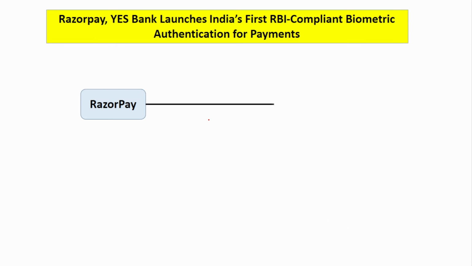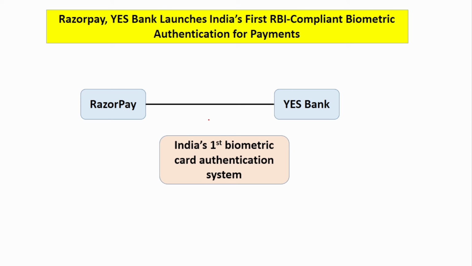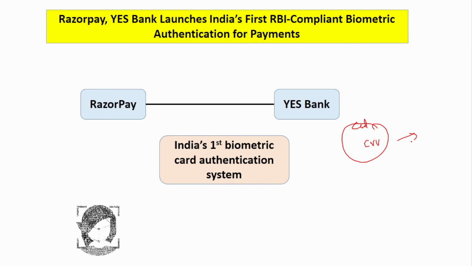Next is Razorpay and Yes Bank. Together, they have launched India's first biometric card authentication system. Generally, if you want to make a card payment, you will enter the card number, the CVV. You will initiate the transaction. Later on, an OTP is received. This is the second layer of check, right? This is the first layer, this is the second.